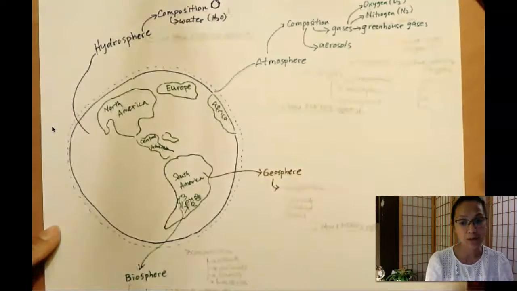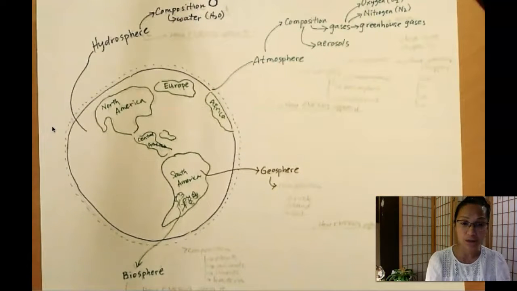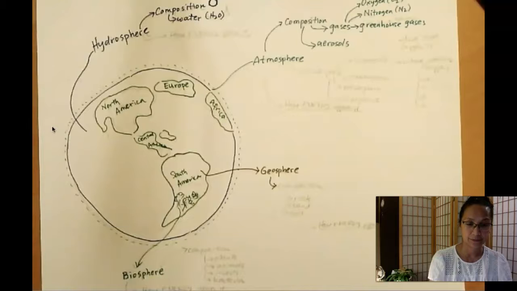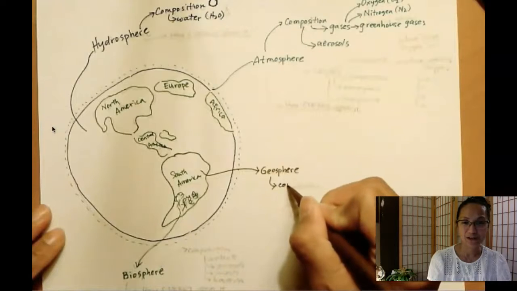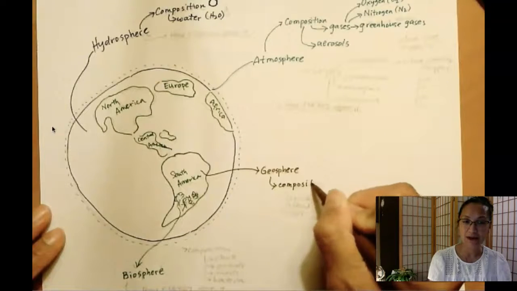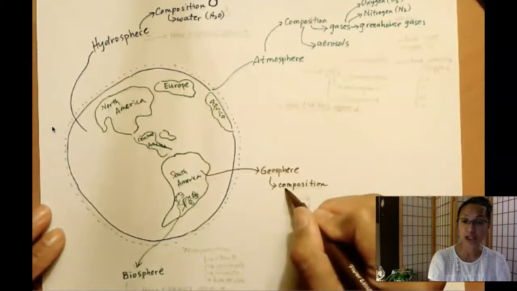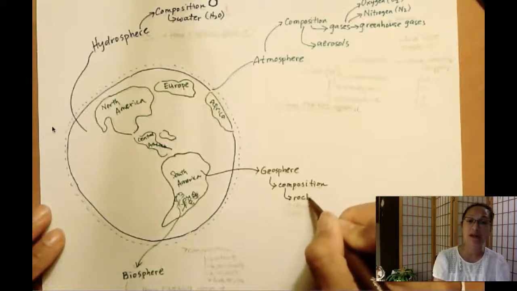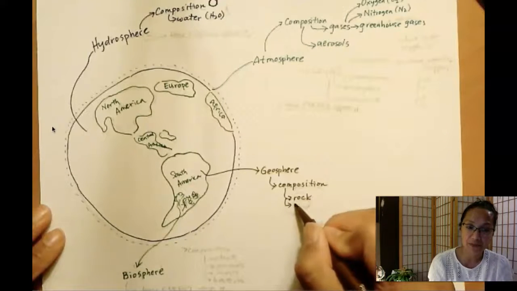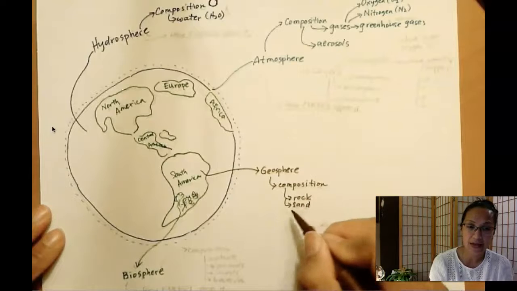Now let's talk about the composition for the geosphere. The geosphere mainly is made of, because that's what composition means, what it's made of. It's mainly made of rock, sand, and soil.